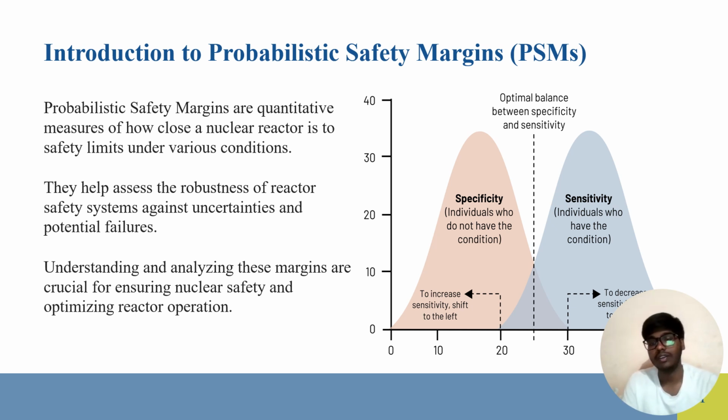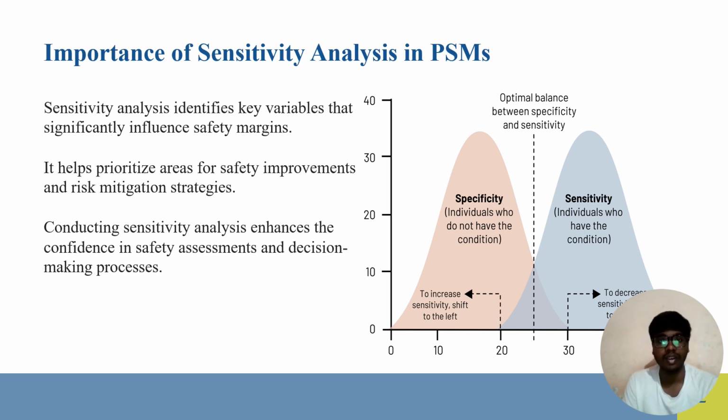Here we can see a graph showing the optimal balance between specificity and sensitivity. Specificity refers to the individuals who do not have the condition. Sensitivity refers to the individuals who have the condition. To increase the sensitivity, shift to the left, and to decrease the sensitivity, shift towards the right. Here we can see it is all about the introduction to the probabilistic things.